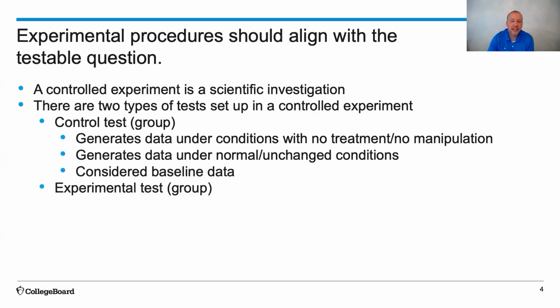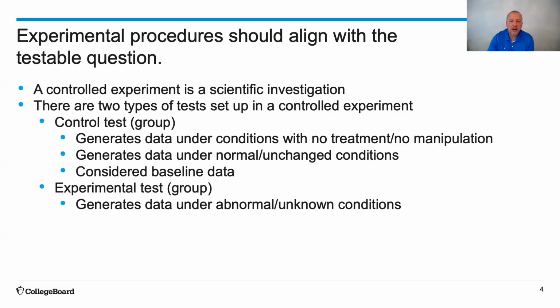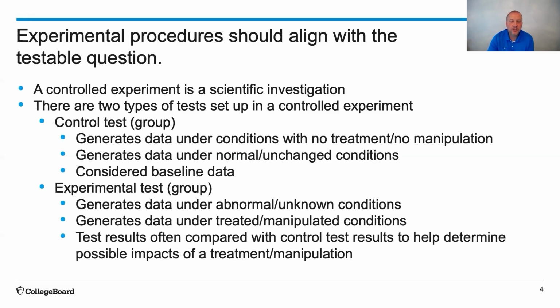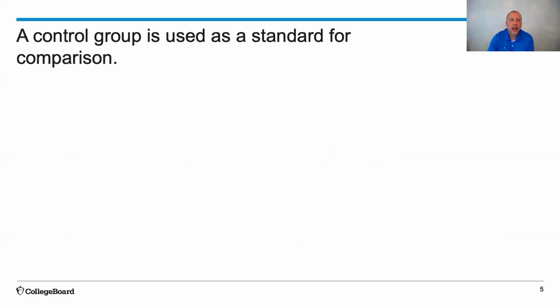The other group is the experimental test or group. It generates data under abnormal or unknown conditions. It also generates data under treated or manipulated conditions. Test results are often compared with control test results to help determine possible impacts of a treatment or manipulation. A control group is used as a standard for comparison.